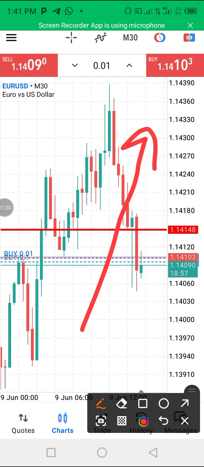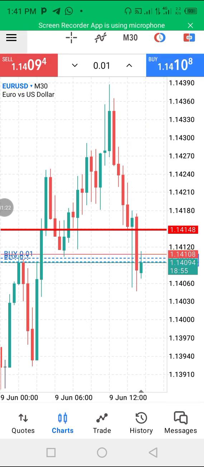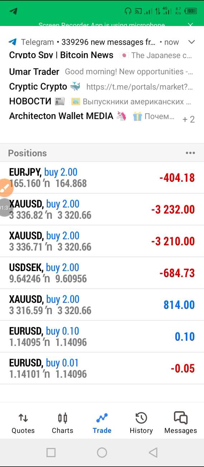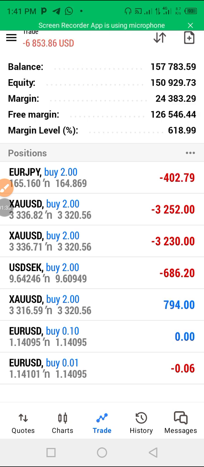Now, the trade I took is still on. Yes, you can see them. The one for 0.1 is losing 10 cents anytime the price goes against my prediction, and it's gaining 10 cents anytime the price comes in accordance with my prediction.